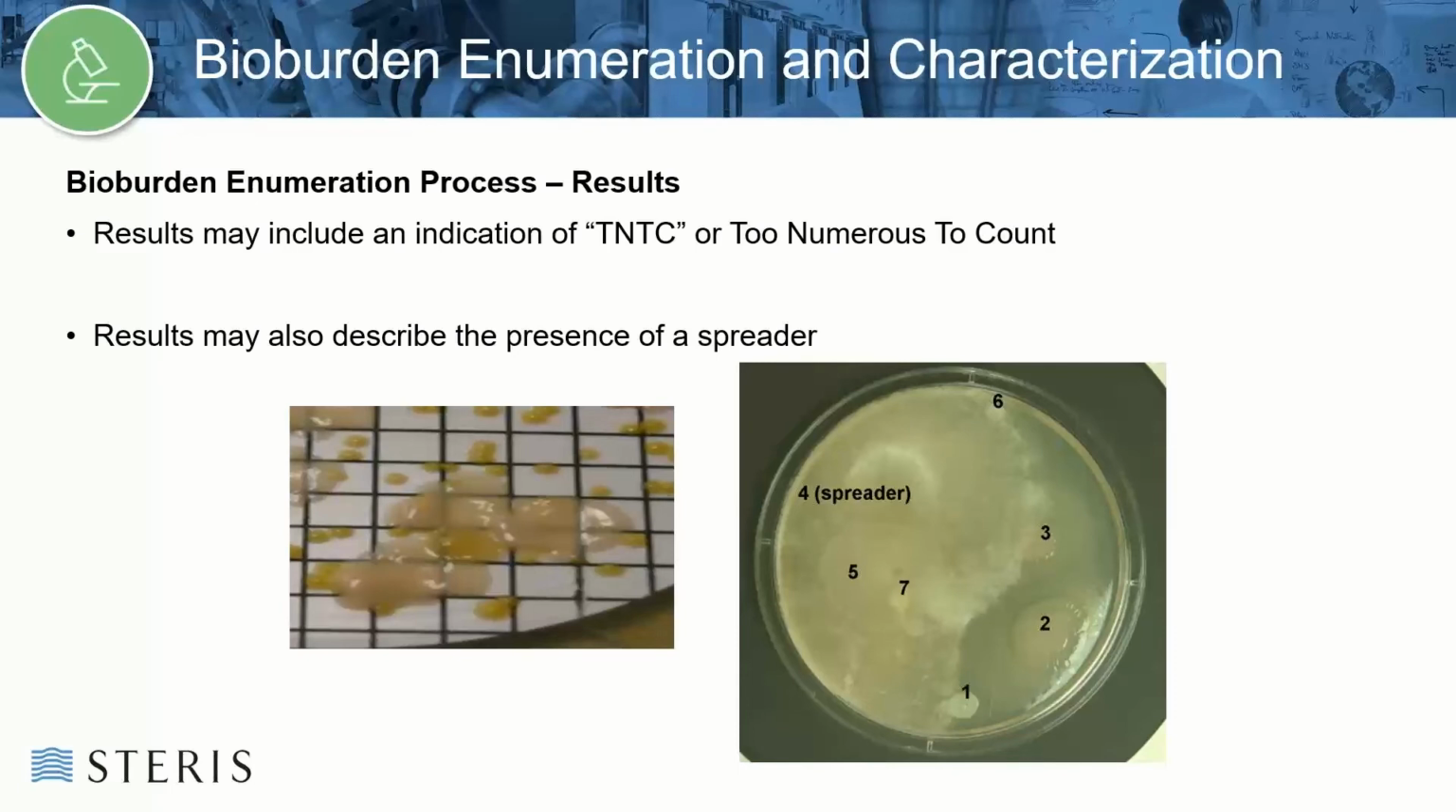Results may also describe the presence of a spreader, which is a colony that grows over a considerable portion of the filter membrane or pour plate area and impacts the accuracy of counts. Spreaders can be caused by the nature of the organism, particulates from the product, or by fluid on the filter membrane or agar plate. Note that inverting the plate during incubation can sometimes help with this issue if it is fluid-related spreading.